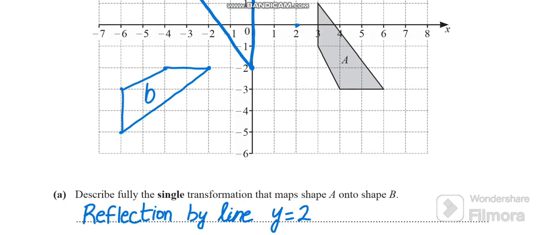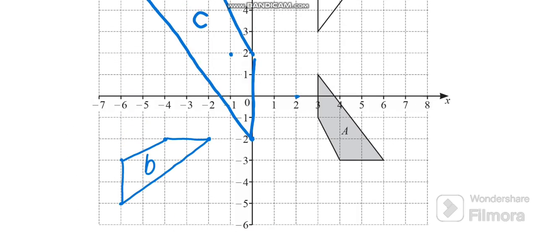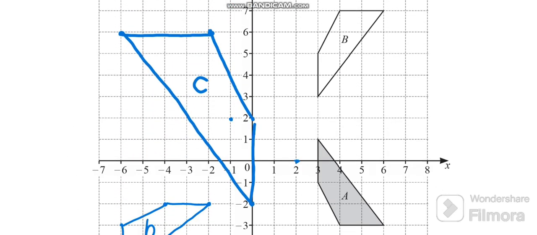Question 10 states: Part A, describe fully the single transformation that maps shape A onto B. So from A to B, as the lengths and all the lines of the objects A and B are the same, so this is a reflection. And how it is reflected, as you can see, this side of the shape is on the same side of the object B.